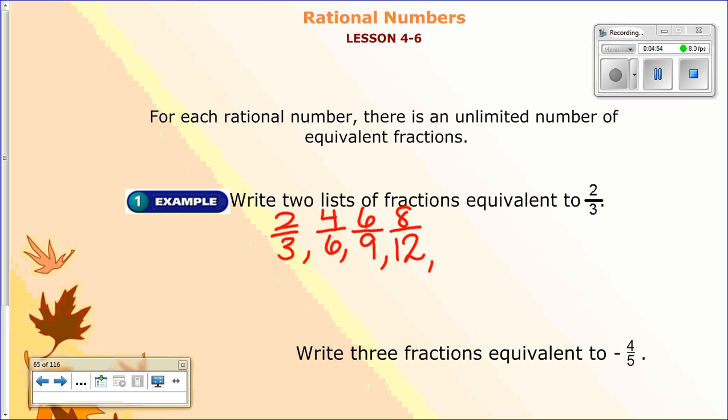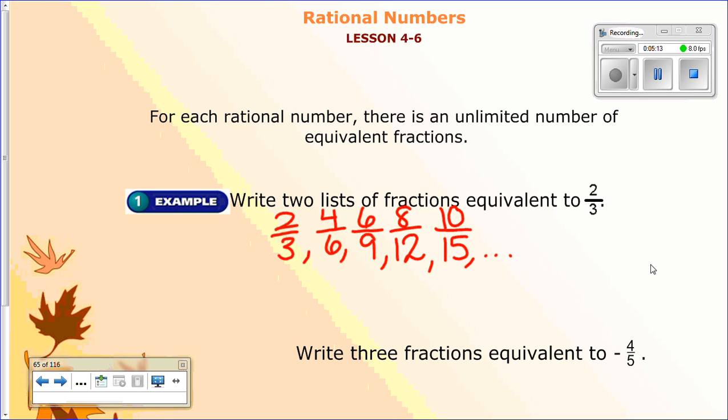Again, as long as I multiply both the top and bottom by that number, it's equivalent. I could do 5. 2 times 5 is 10, 3 times 5 is 15, and so on. So that's one list.